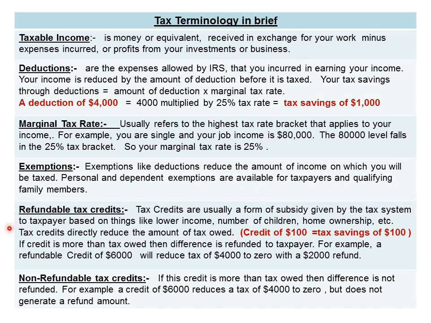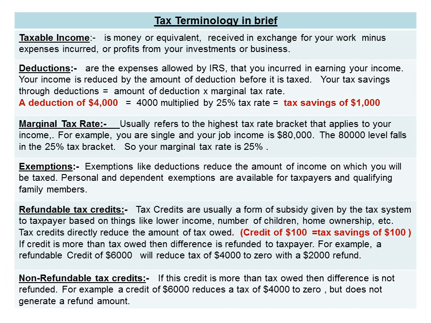Tax credits directly reduce the amount of tax owed. A credit of $100 equals tax savings of $100. If credit is more than tax owed, then the difference is refunded to the taxpayer. For example, the refundable credit of $6,000 can reduce a tax of $4,000 to zero with a $2,000 refund.